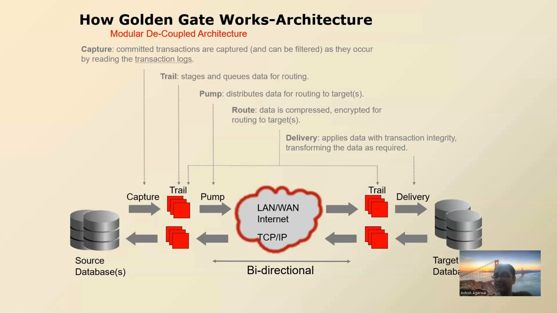Okay. Three processes: extract, pump, replicate. Then you have trail files, local trail, and remote trail. So who writes data to local trail? It's the extract process which writes data to the local trail. And who reads data from the remote trail? It's the replicate process which reads the data from the remote trail. Okay. So this is the overall architecture of your Oracle GoldenGate.